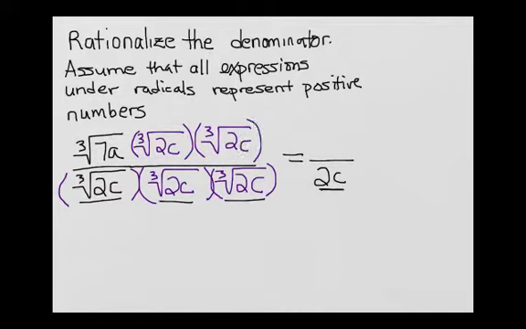To multiply these together, we have 3 radicals that all have the same index. So we can keep that same index and multiply their radicands together. That's going to give us 7a times 2c times 2c.